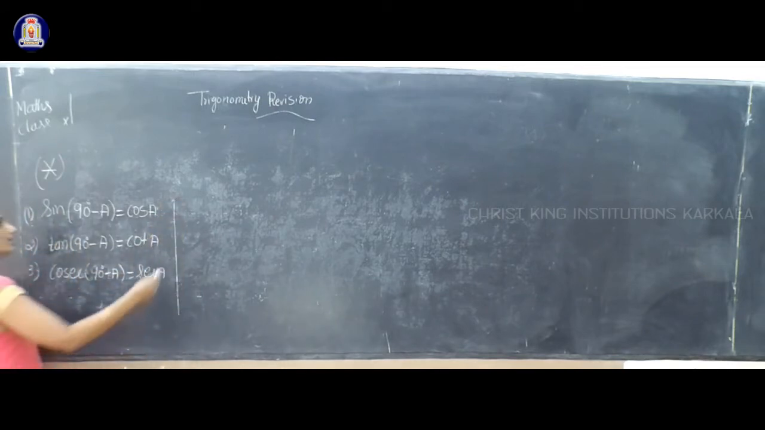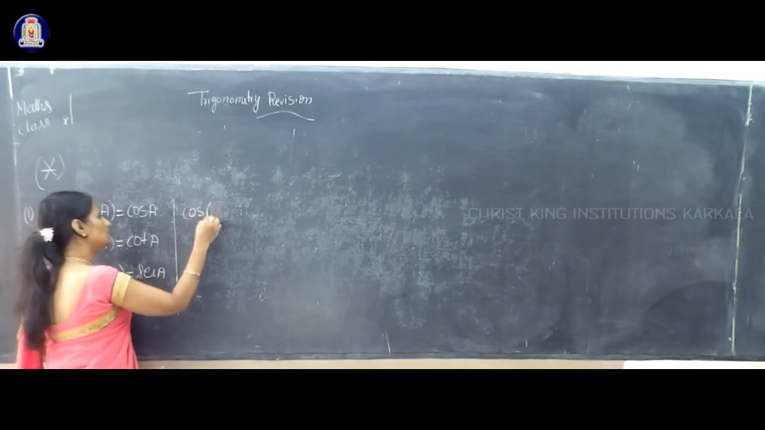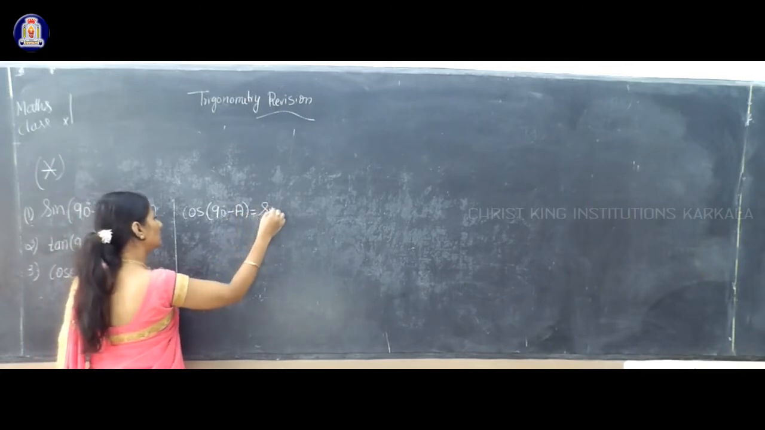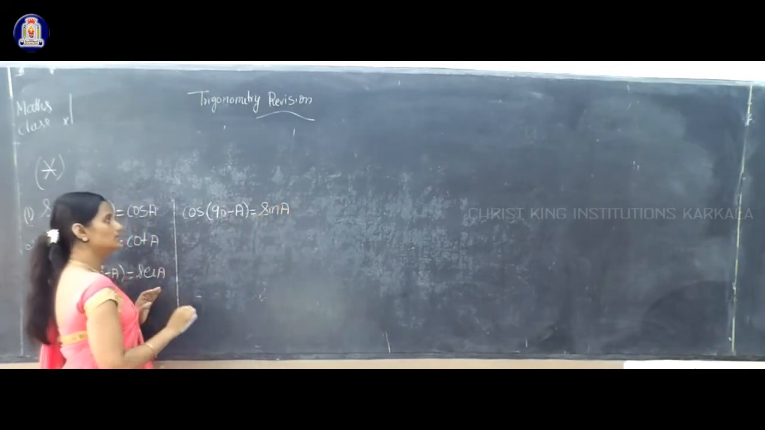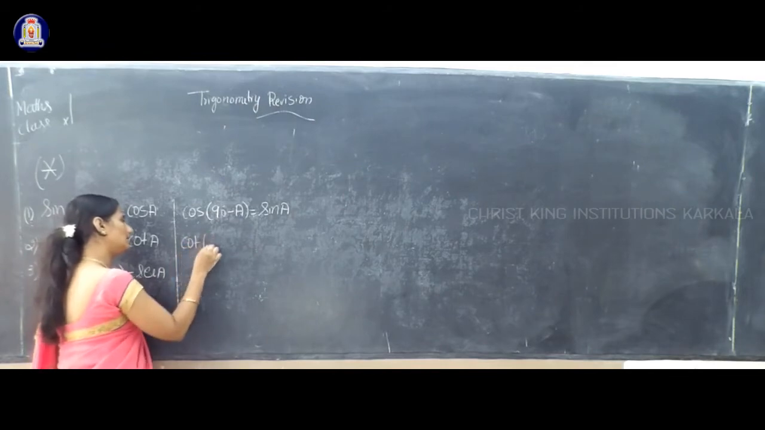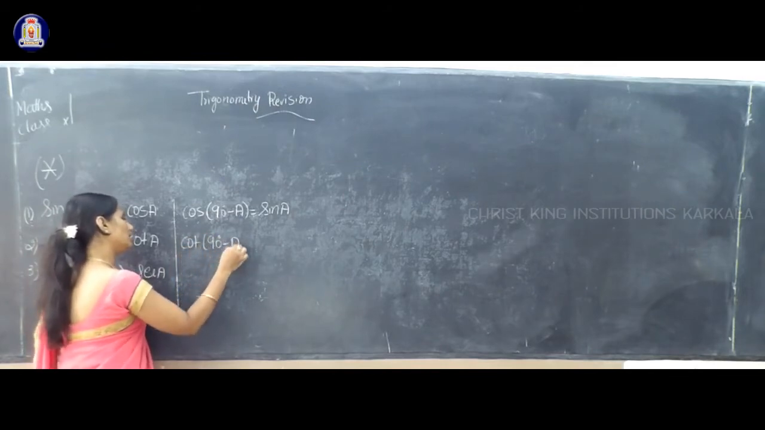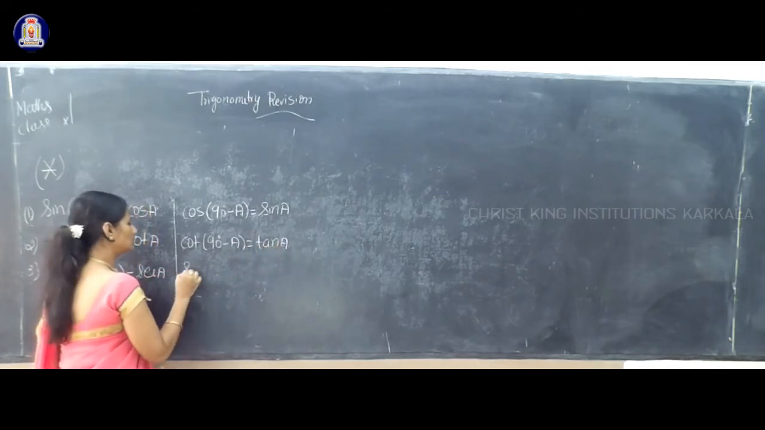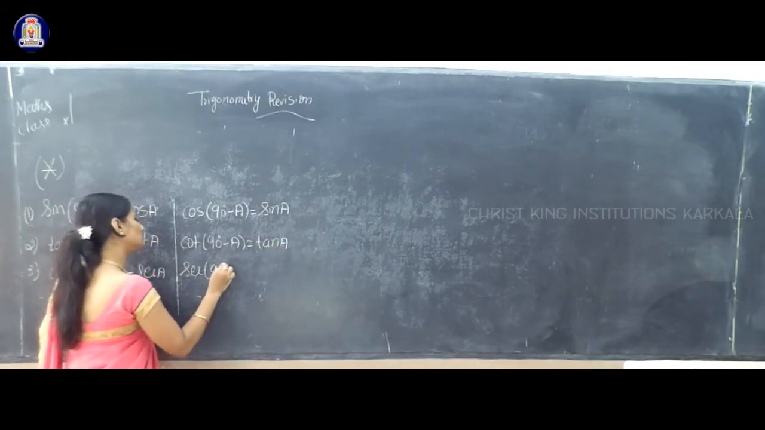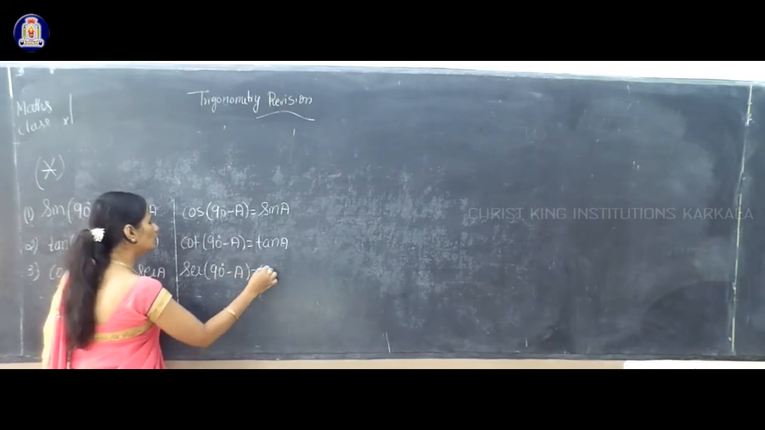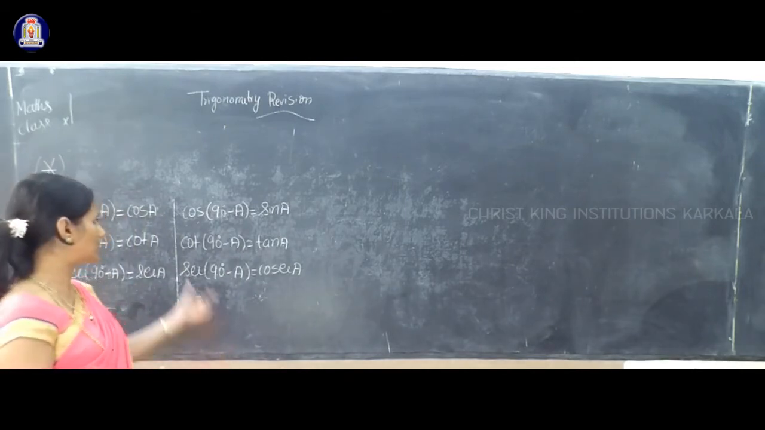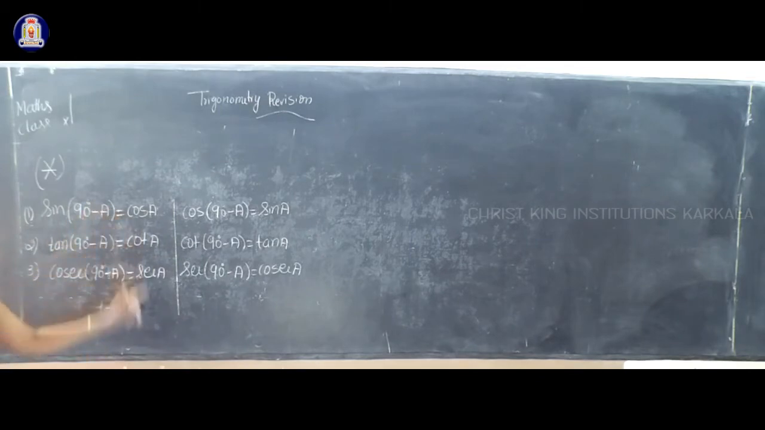Now similarly we can write cos 90 minus A, which means sin A. Remember all this. Next, cot 90 minus A is equal to tan A. Next, secant 90 minus A is equal to cosecant A. So these are the formulas related to complementary angles. Once again, write it in your notes in the revision part.